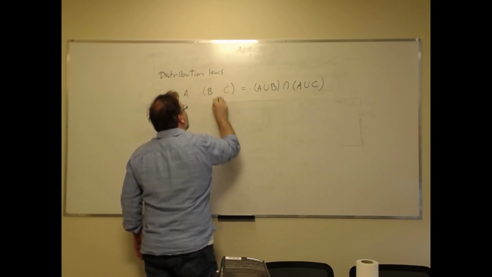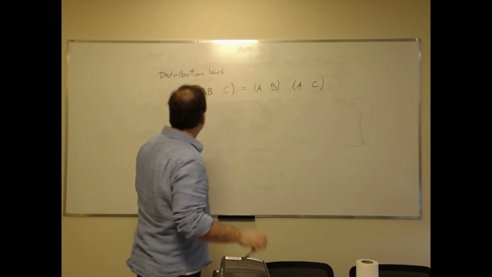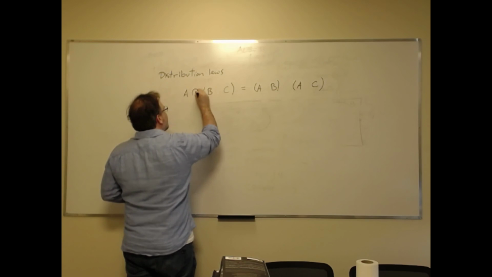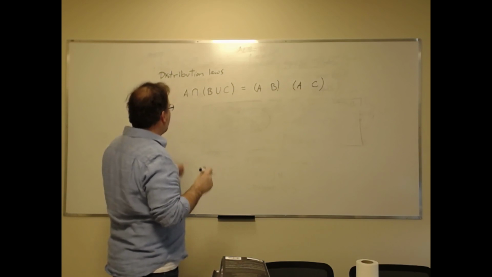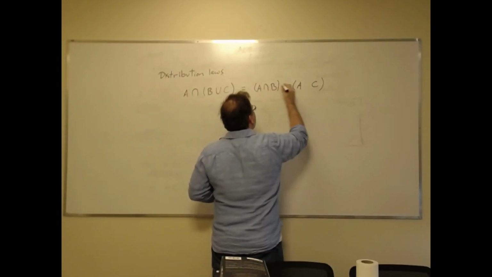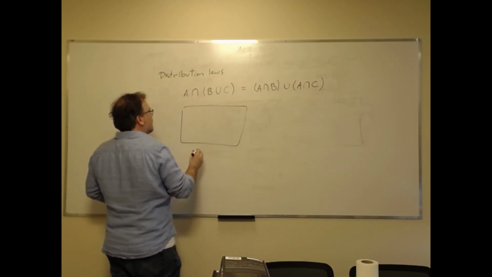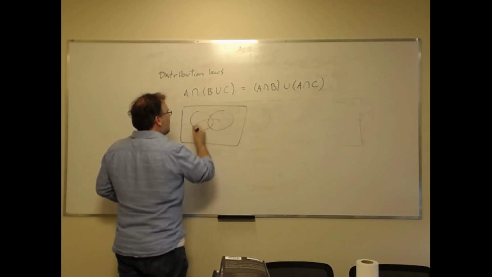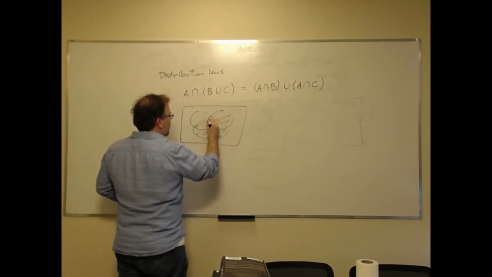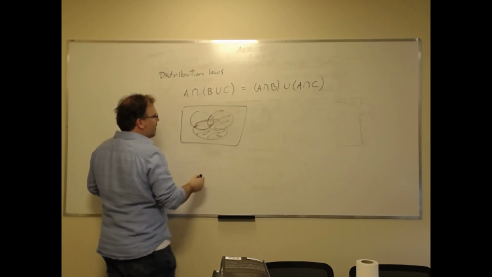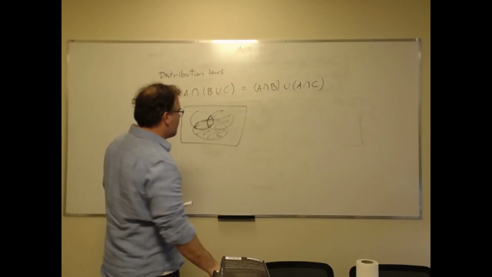Maybe I just got the order wrong. That's possible. A intersection B union A intersection C. That would be A intersection B. Oh, yes. Union A intersection C. I think that's going to be right. All right, so A, B, C. We have B union C, and A intersection is here, right? And that's A intersection B union A intersection C. Good, that works.